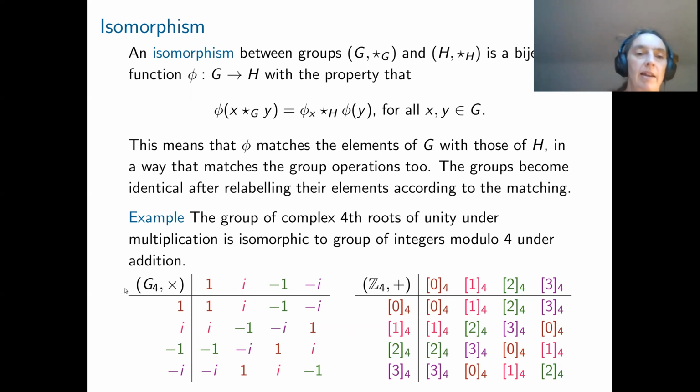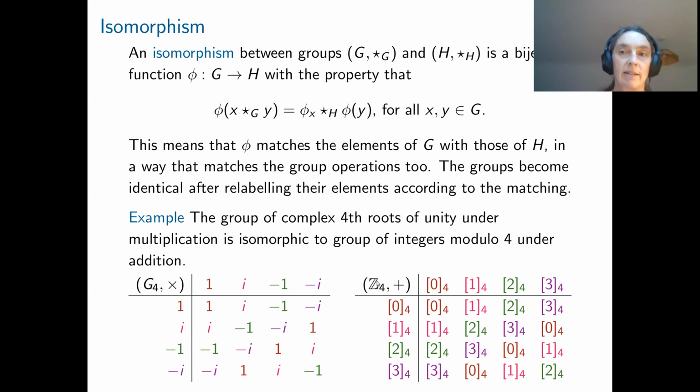So the example on the left here is the group of complex fourth roots of unity under multiplication of complex numbers. So the elements there are 1, the complex number i, minus 1, and minus i. Those are the complex fourth roots of unity. And here is the table written out.